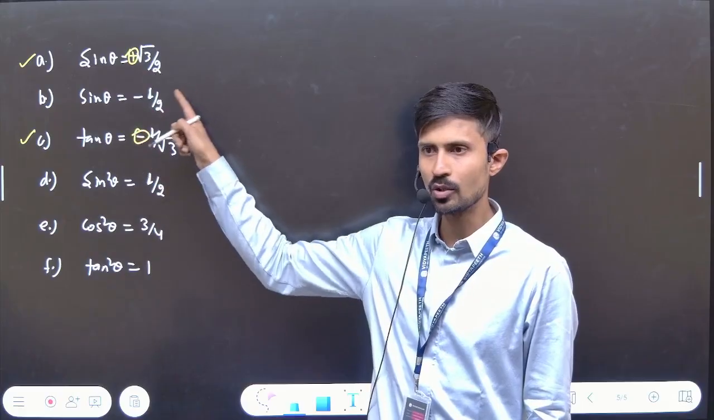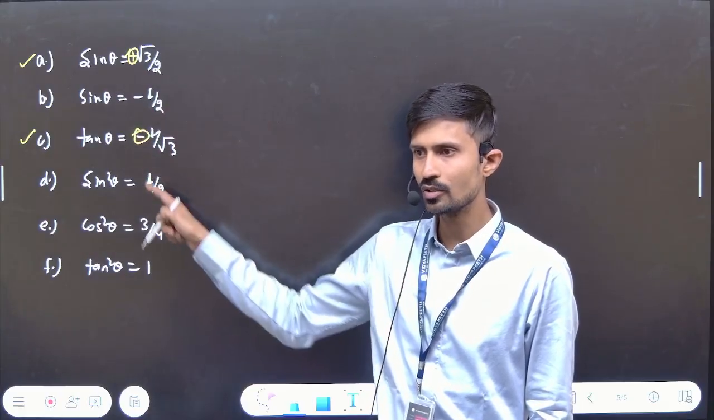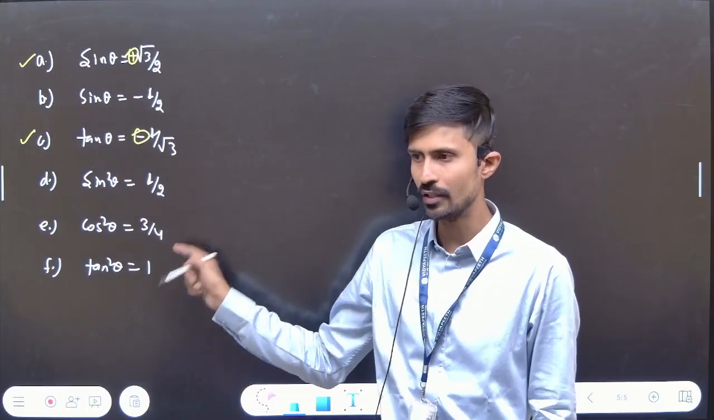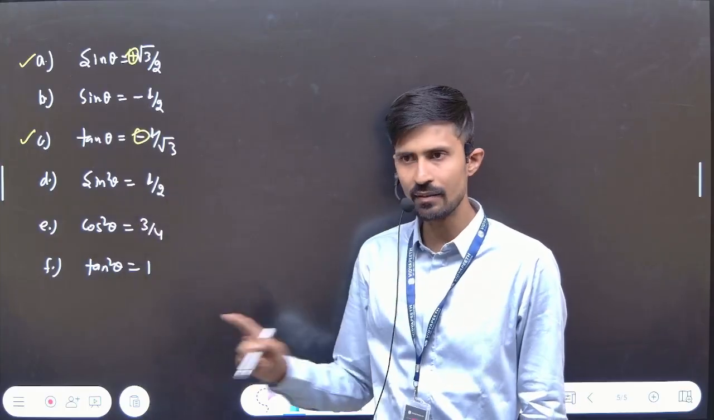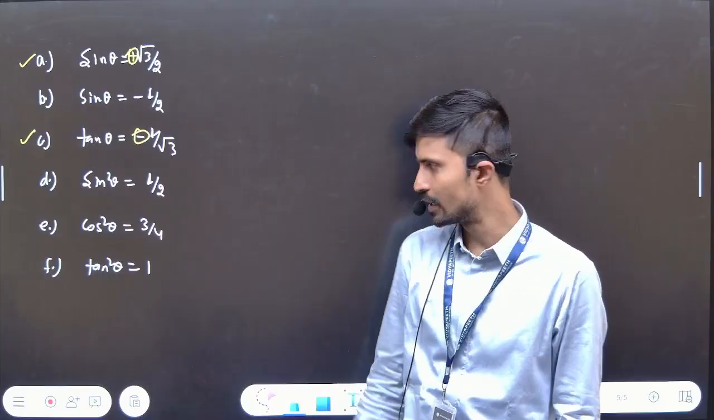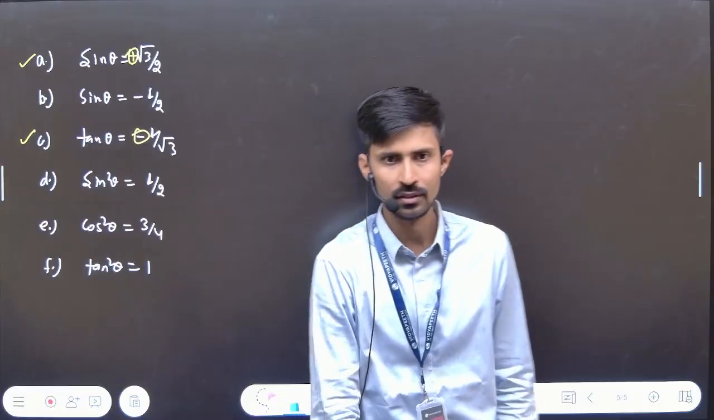Because of degree 1, positive and negative two cases come. Here because of degree 2, only positive will come. So here only one case is present. So out of these three, I will teach you only one. Rest two you can do by yourself. Tell me which I will teach. D, E, F.